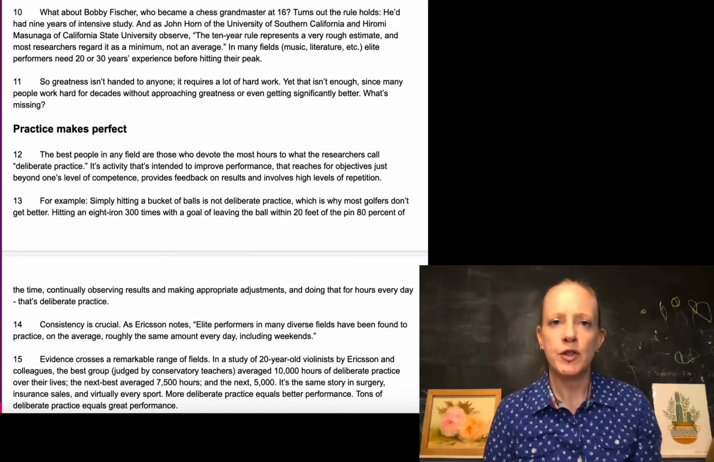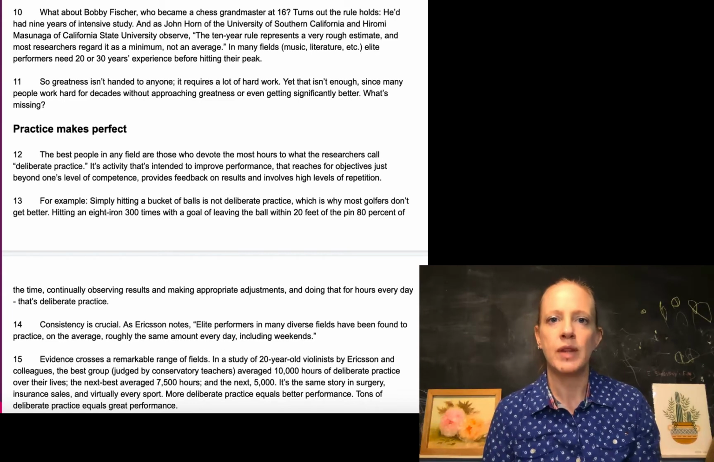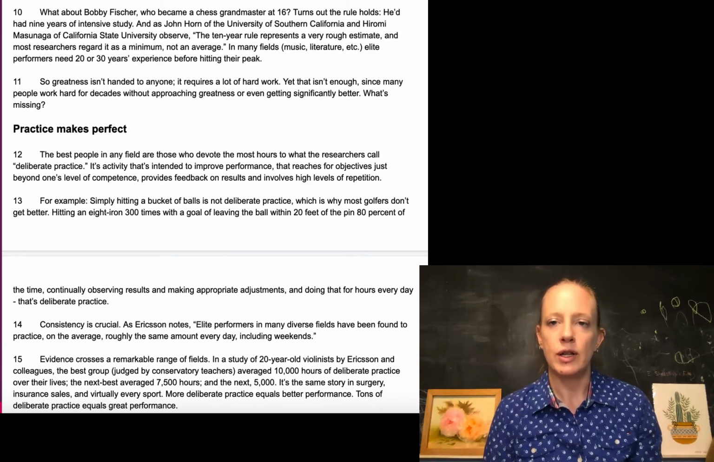What about Bobby Fischer, who became a chess grandmaster at 16? Turns out the rule holds. He'd had 9 years of intensive study, and as John Horn of the University of Southern California and Hiromi Masunaga of California State University observe, the 10-year rule represents a very rough estimate, and most researchers regard it as a minimum, not an average. In many fields, like music, literature, etc., elite performers need 20 or 30 years of experience before hitting their peak. So greatness isn't handed to anyone. It requires a lot of hard work.